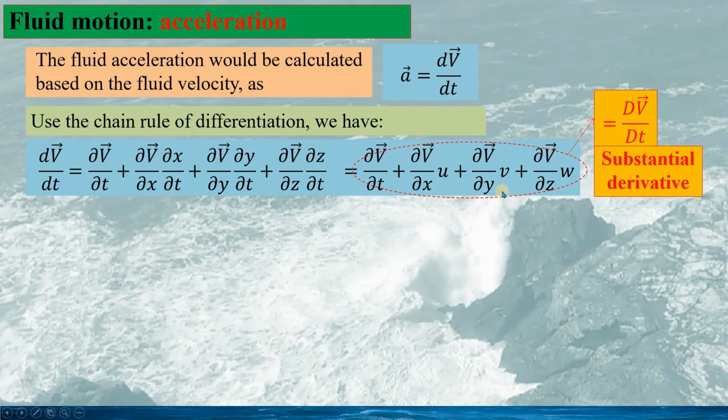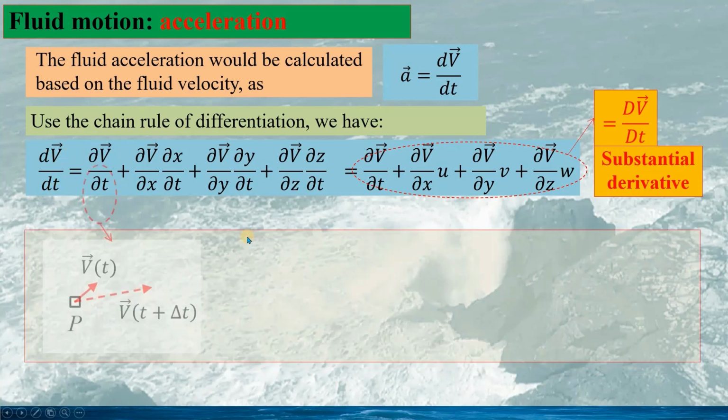And this expression is called the substantial derivative. And in many textbooks, this substantial derivative is indicated as the capital D vector v over capital Dt to distinguish the normal differentiation of the vector v with regard to time t.